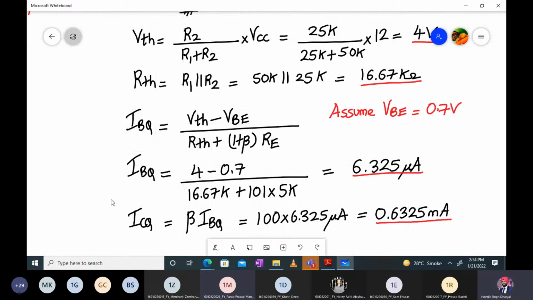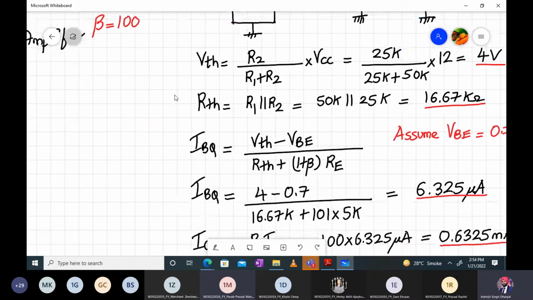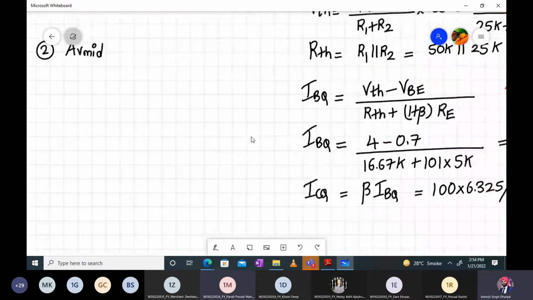Please, one of you please confirm this. One of you please confirm. Yes, sir. Okay, fine. So good. So the DC analysis part and calculation of IBQ and ICQ is completed.